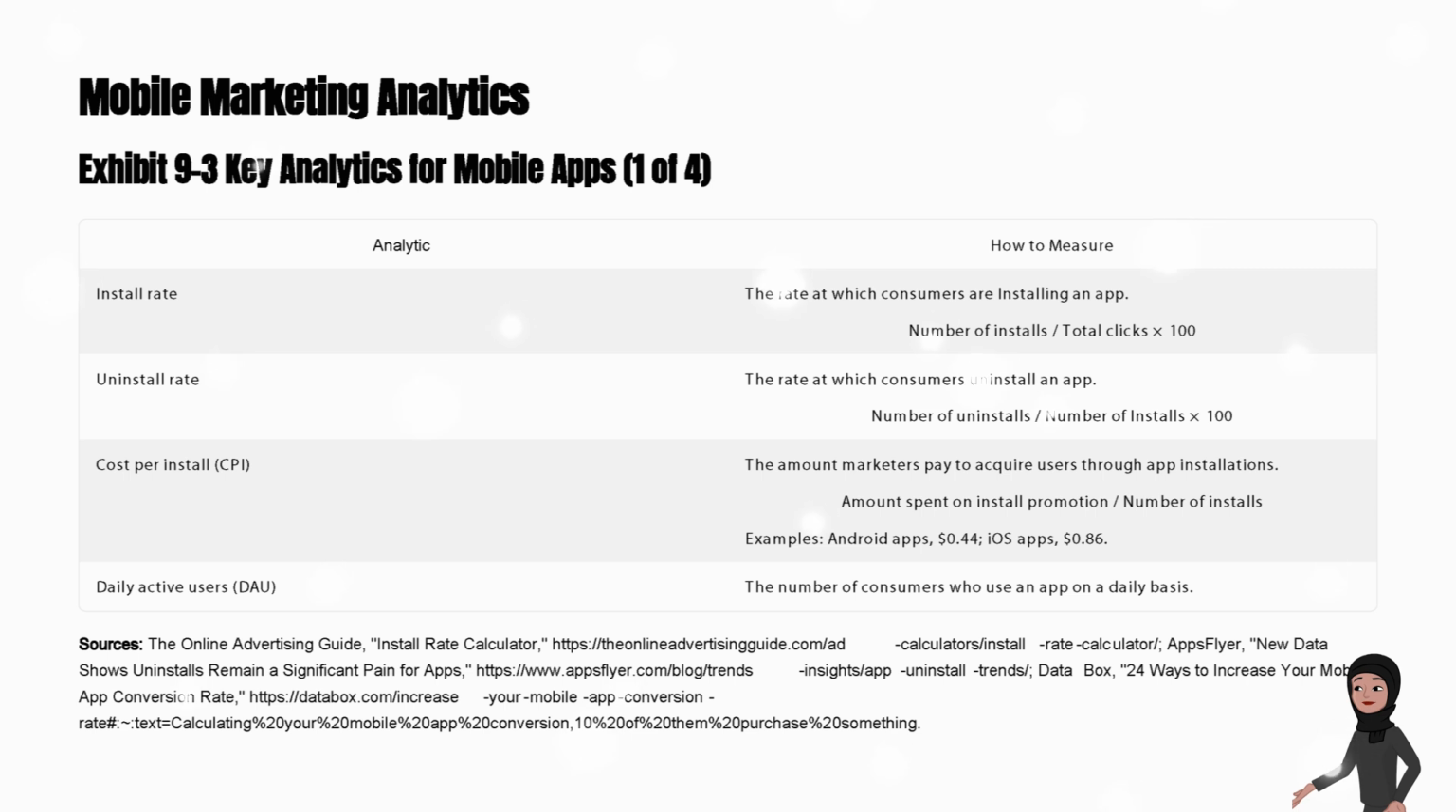Uninstall rate shows how often users remove the app after installing it. Cost per install, or CPI, measures how much marketers pay to acquire users through app installations.